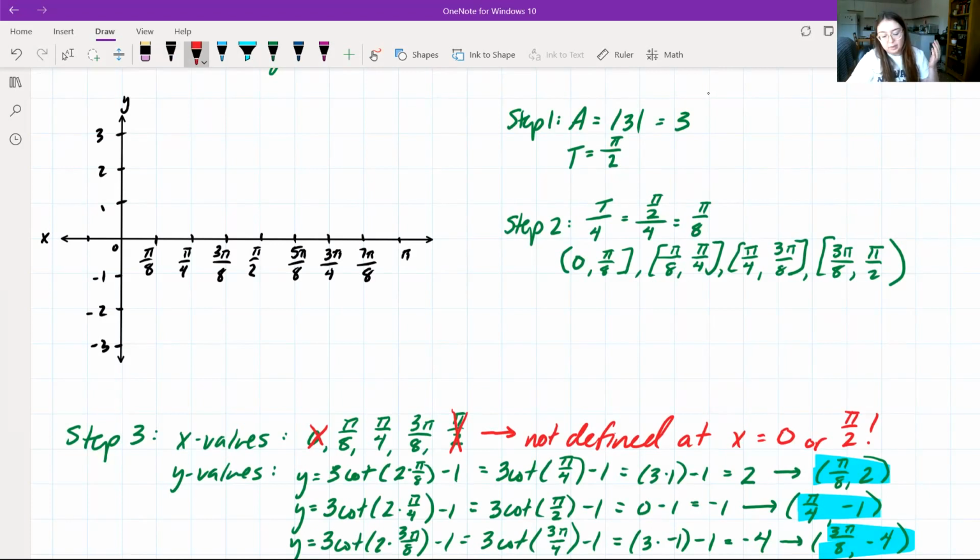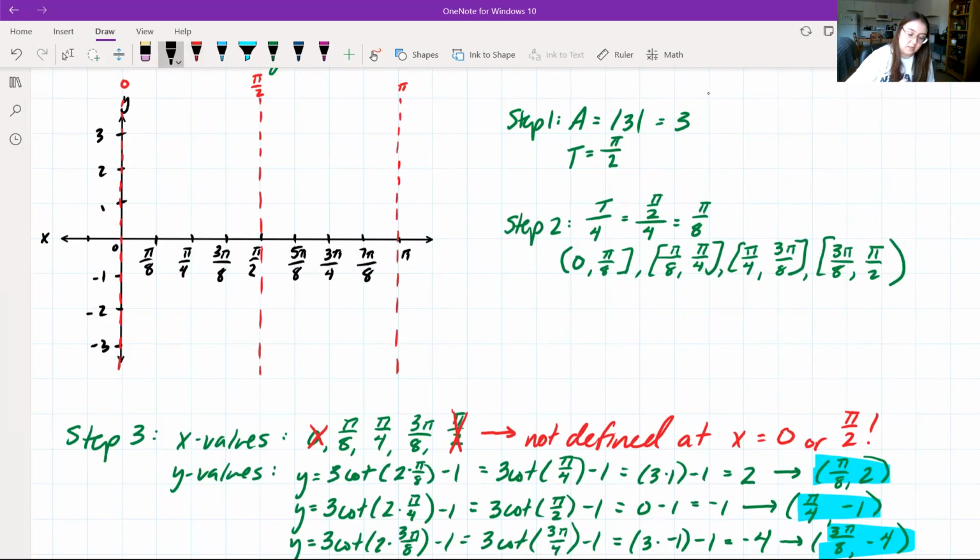So our function is not going to be defined at x equals 0, pi halves, or pi. So we can go ahead and draw in some vertical asymptotes. So this is 0, pi halves, and pi. These are our vertical asymptotes.